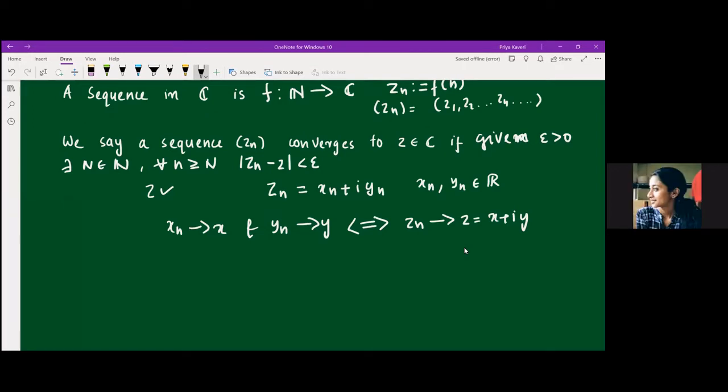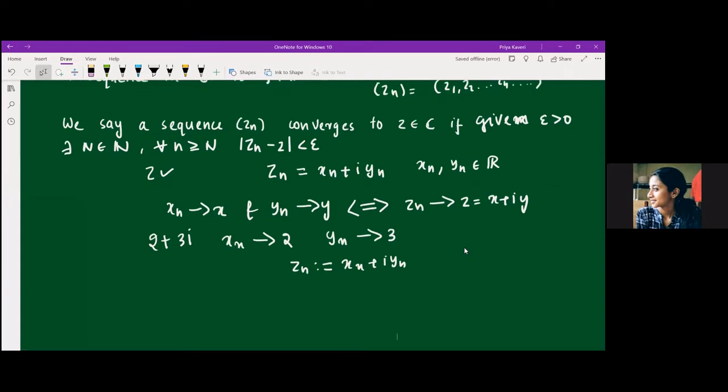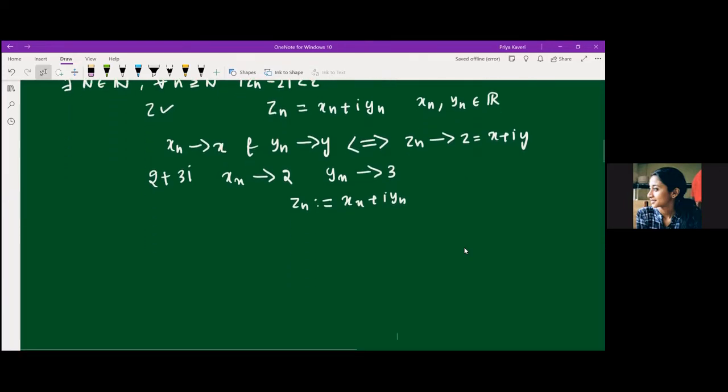On the contrary, if we need to construct a sequence converging to the number 2 plus 3i, we can just take a real sequence which converges to 2 and another real sequence which converges to 3. Then we define Zn as xn plus i yn. By this theorem, this Zn will converge to 2 plus 3i. All right, so this is a very important theorem. We can use it in many ways and in many places.